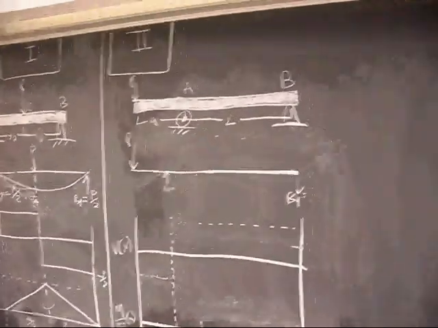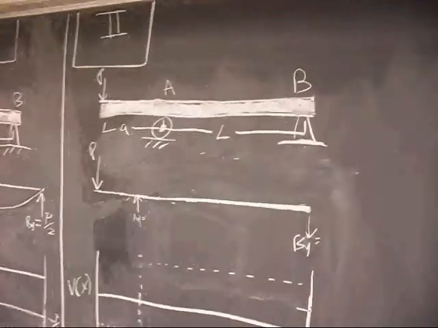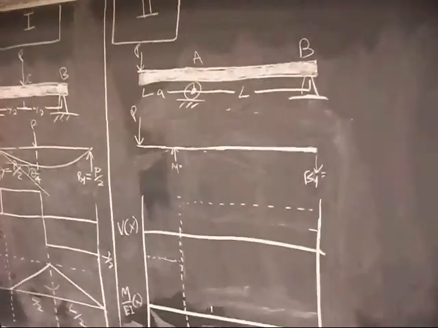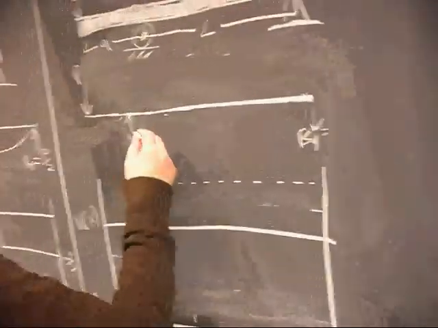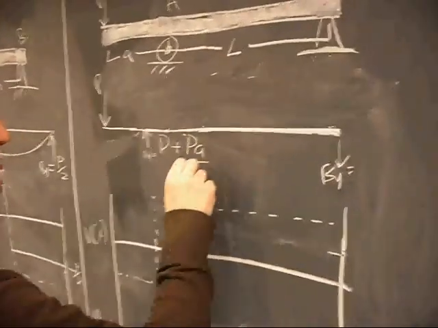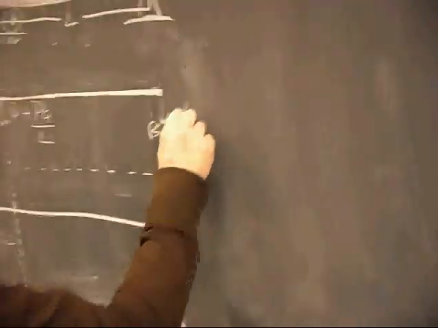So now we're going to move on to the second part of this problem, which assumes the other force is present and the force between A and B is not there. So first off, we use statics to find the reactions again. When we do that, we find that AY equals P plus PA over L, and BY is just equal to PA over L.